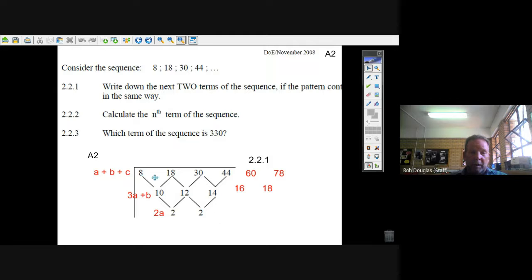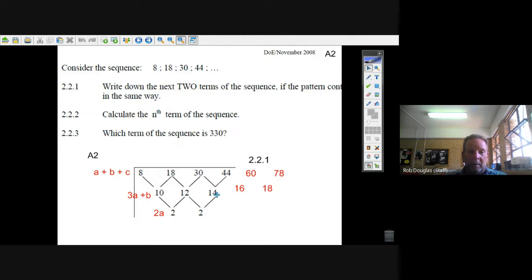So this is how you do it. You write down 8, 18, 30, and 44. And then you start subtracting. You go 18 minus 8, and your first difference is 10. Then you subtract the next two: 30 minus 18, that's 12. That's the second term of your first differences. And then 44 minus 30 is 14. That's the third term of your first differences.